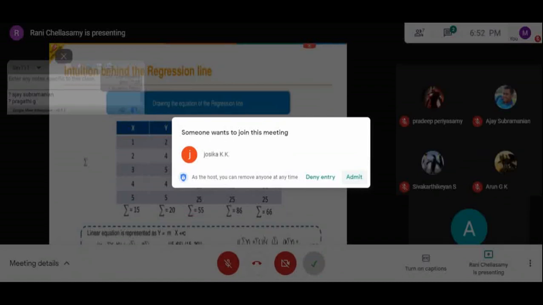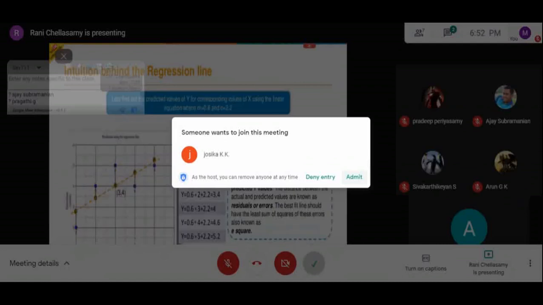Okay, so we are getting the m value as 0.6 and the c value as 2.2. So substitute the values of m and c in y equals mx plus c. You are getting the y value as 4.